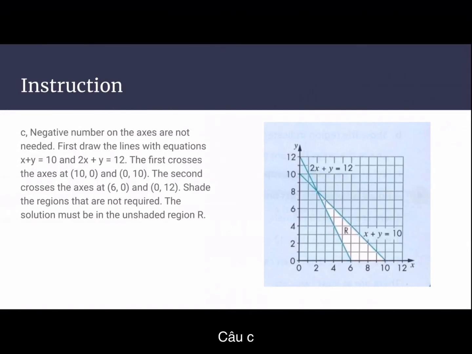For C, negative numbers on the axes are not needed, so you have to draw the graph. First, draw the lines with equations X plus Y equals 10 and 2X plus Y equals 12. The first crosses the axes at 10, 0 and 0, 10. The second crosses the axes at 6, 0 and 0, 12. Shade the regions that are not required, and the solution must be in the unshaded region R.